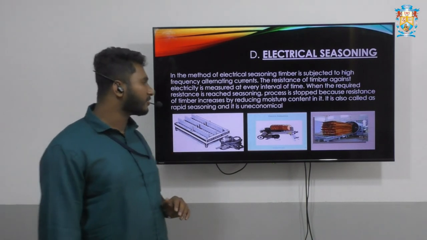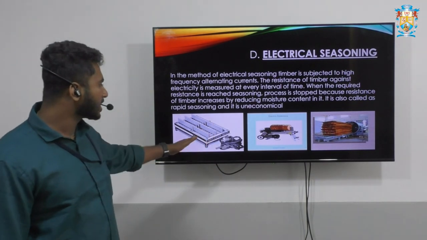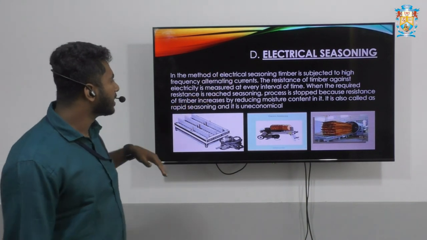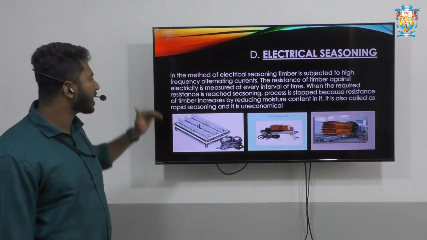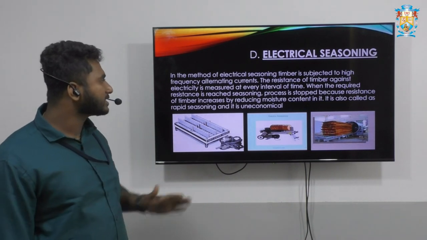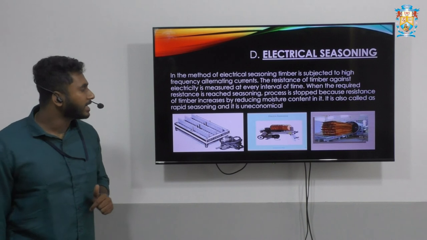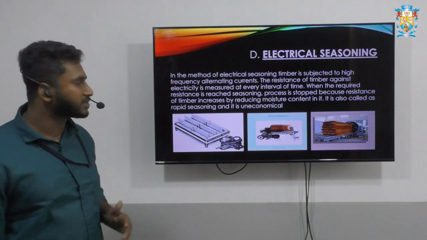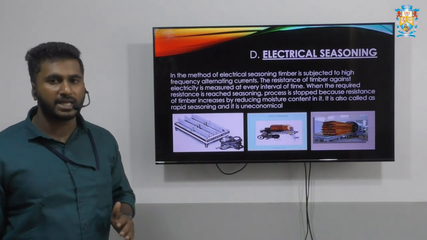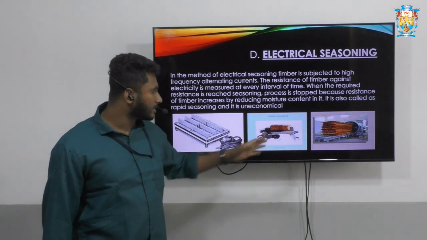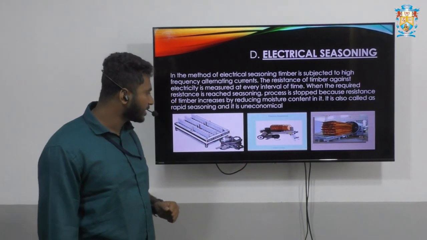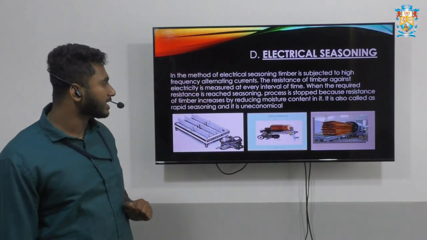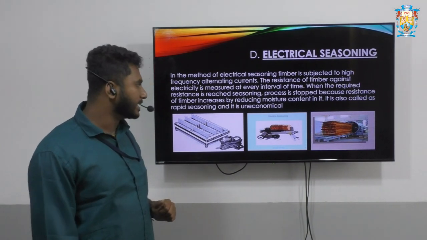So in this method of electrical seasoning of timber, you have an instrument like this where it is heated. The timber is subjected to high frequency alternating current. The resistance of the timber against the electricity is measured at every interval of time. When the required resistance is reached, the seasoning process is stopped. If you look at the figure here, the timber is placed in the instrument where the electrical seasoning takes place.